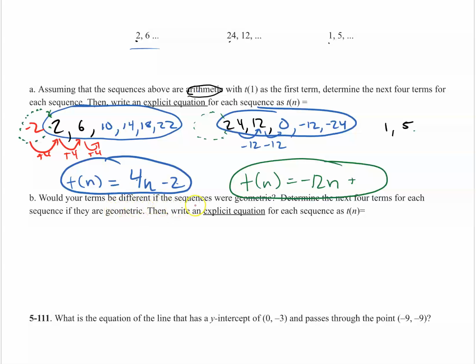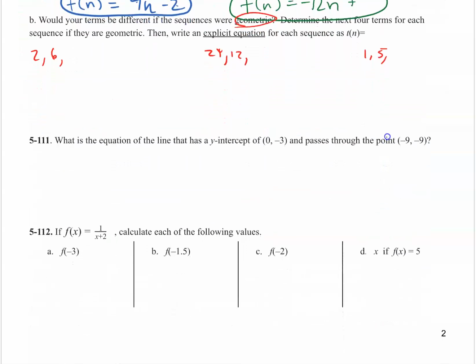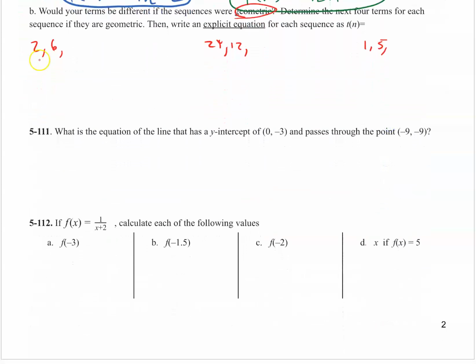Would your terms be different if the sequences were geometric? Determine the next 4 terms for each sequence if they are geometric. So now we're going to throw away our work in part A. Pretend we didn't do that. And let's pretend these guys are geometric. So for the first one, 2 times, since it's geometric, now we're thinking about multiplying, and 2 times 3 is 6. So if this were geometric, I need to times by 3 every time.